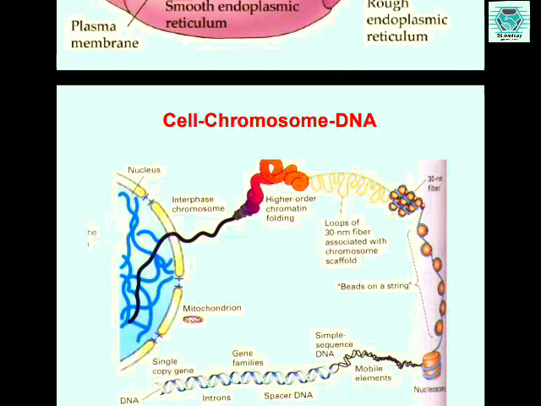Then the simple DNA sequence you can see, which contains plenty of genes. The million base pairs form the DNA, and we can see the gene families, then single copy genes, introns, which are part of the DNA, and spacer DNA.